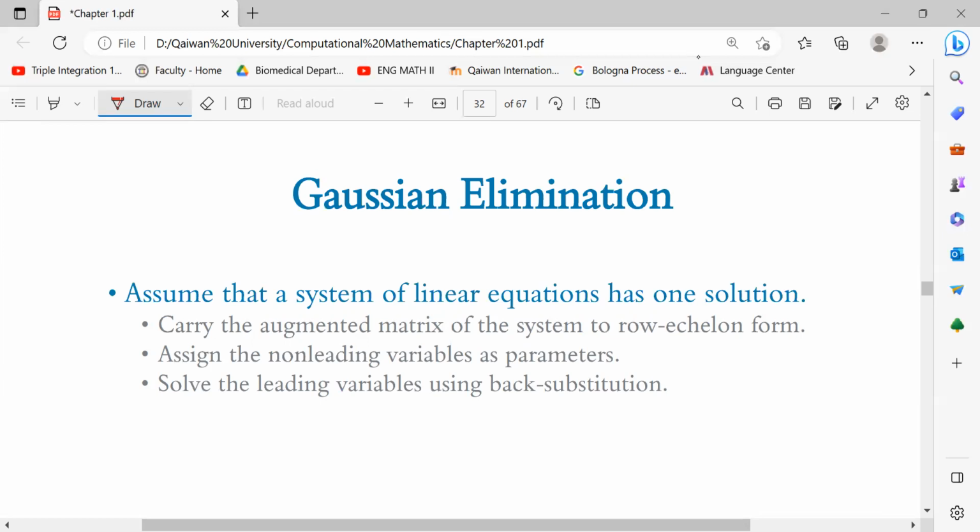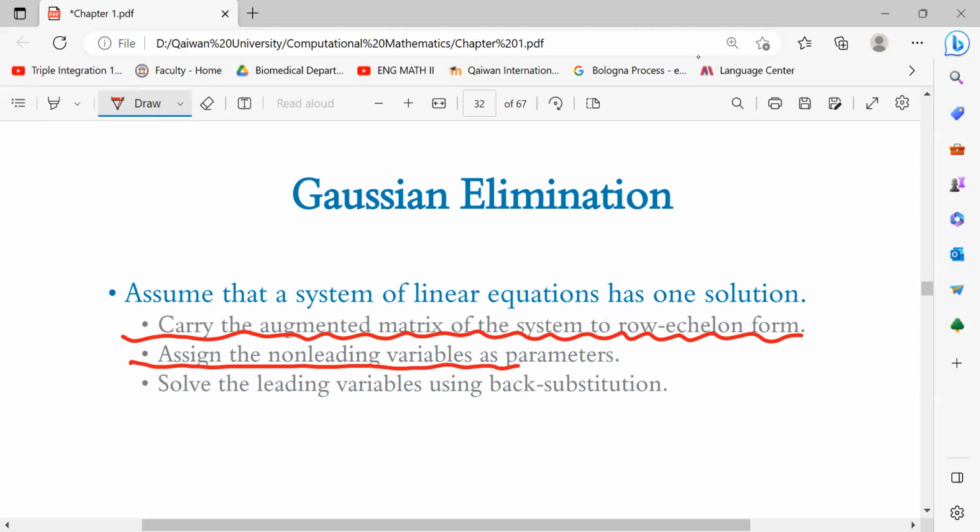What we do is carry the augmented matrix of the system to row echelon form. That means we convert the matrix to row echelon form, not reduced row echelon form, only row echelon form. Then we assign the non-leading variables as parameters.